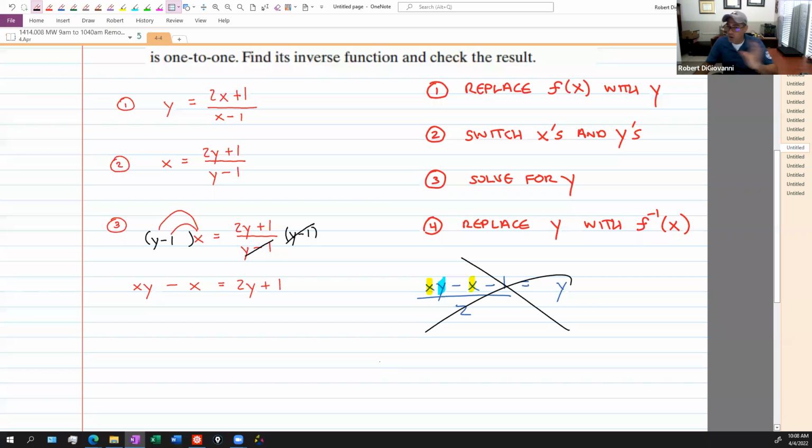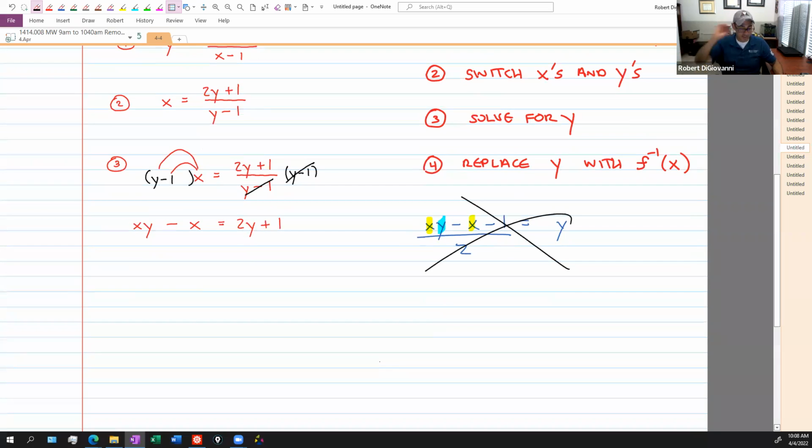We need all the y's on one side. Nothing else can have y's on the other side. So the way I'm going to do this is I'm going to bring everything that has a y to one side. I'm going to choose the left side. Everything that does not have a y to the other side. So all I did here was subtract 2y on both sides, and I added x to both sides. Y'all follow that algebraically? Just moving things around. Why do you think I did that? What am I going to do now?